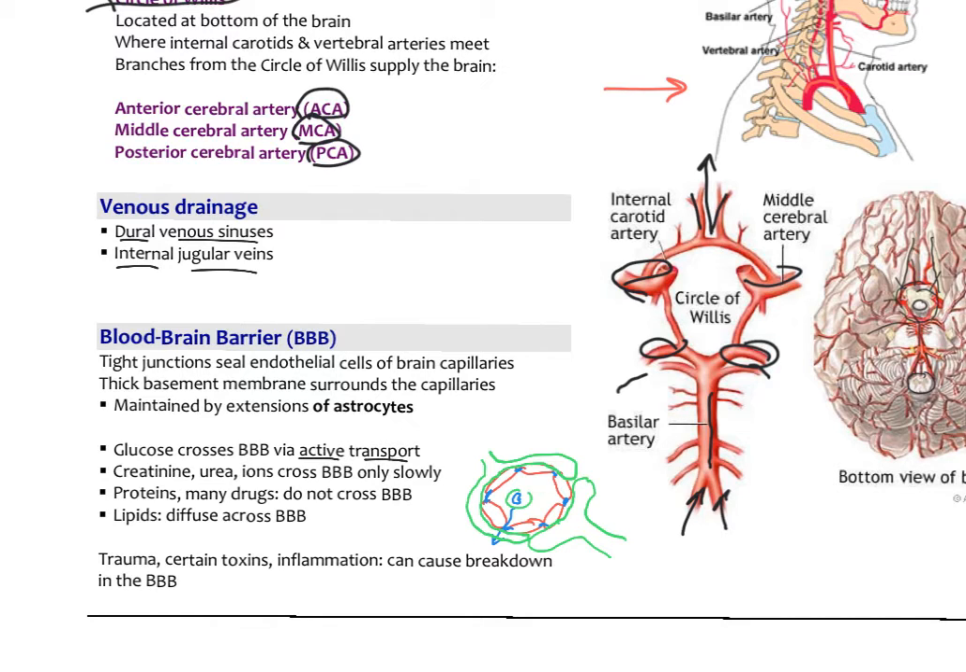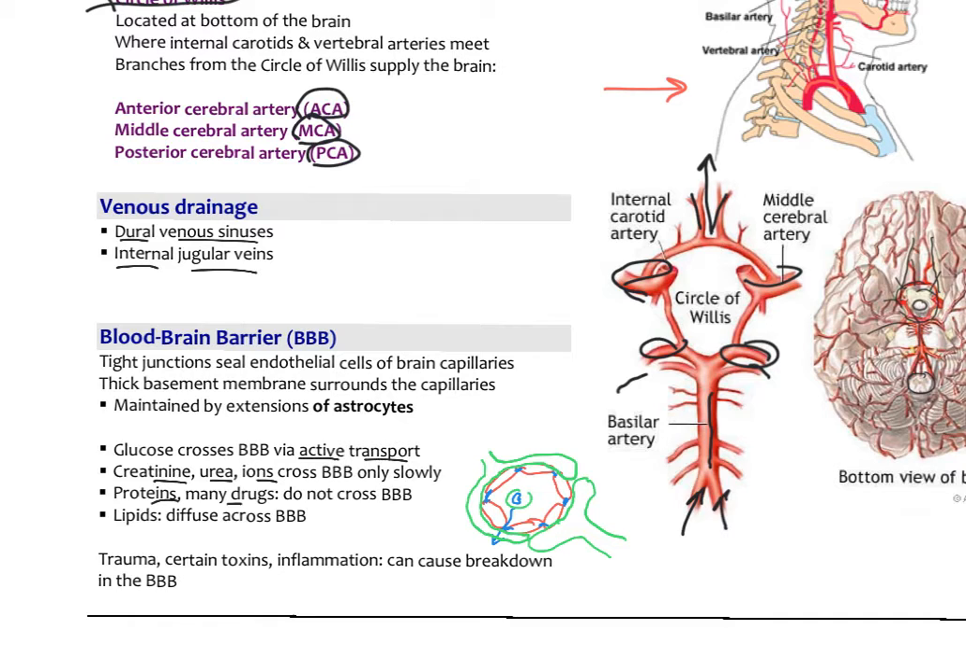Other substances like creatinine, urea, different ions can cross the blood-brain barrier, but only very slowly. They have to get through. There's different leak channels and whatnot. And then many proteins, many drugs don't cross the blood-brain barrier. Most polar compounds don't readily cross. They have to be transported.